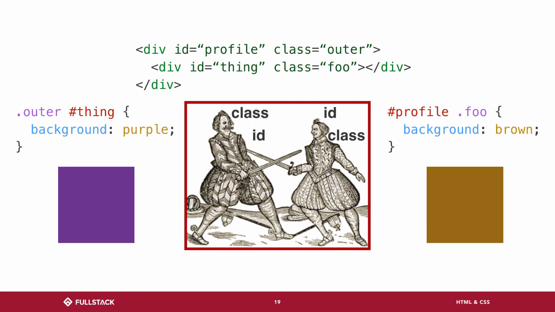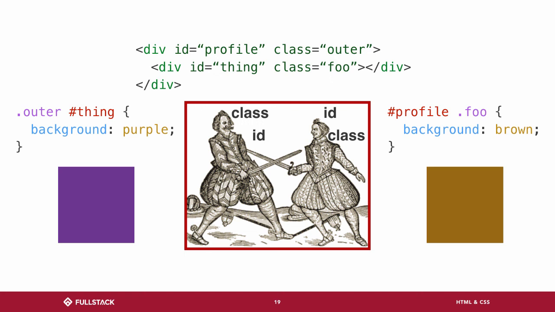So here's another example that we have. Our example here is that we specify on the left that if you are an ID of thing and your ancestor is a class of outer, you should be purple, which this matches, right? We've got an ID of thing, and our outer class is an ancestor that is outer.